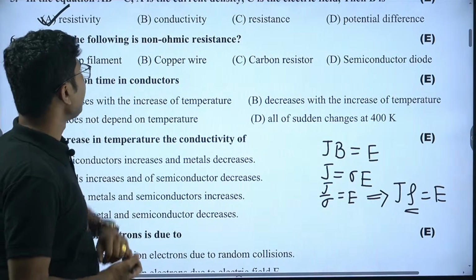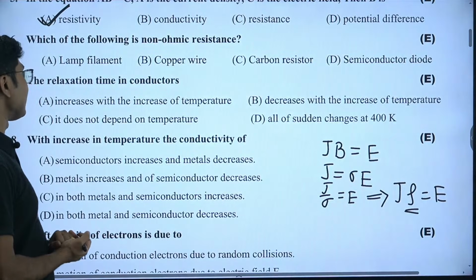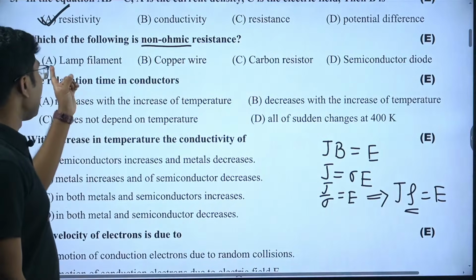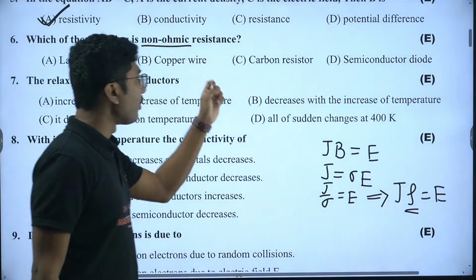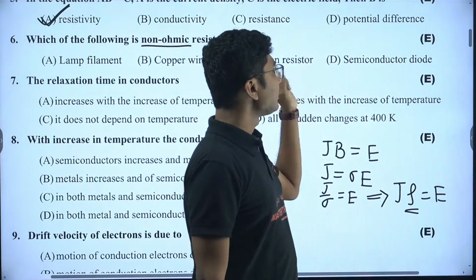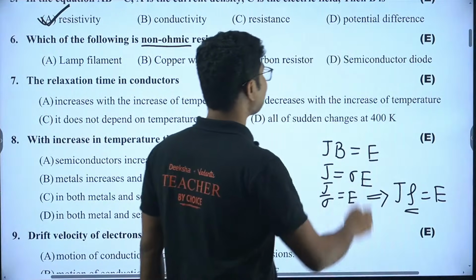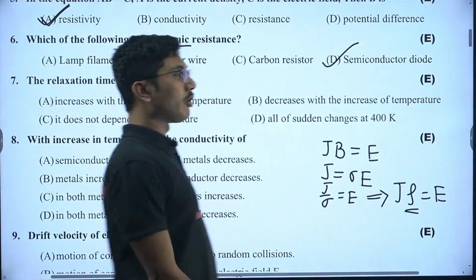Which of the following is non-ohmic resistance? So you have to identify a non-ohmic resistance: lamp filament, copper wire, carbon resistor, semiconductor diode. Which is non-ohmic? 6D, yes, semiconductor diode is non-ohmic.